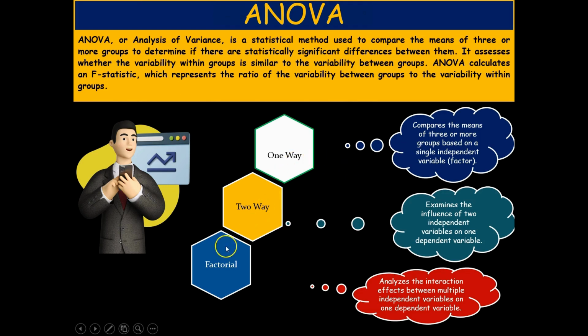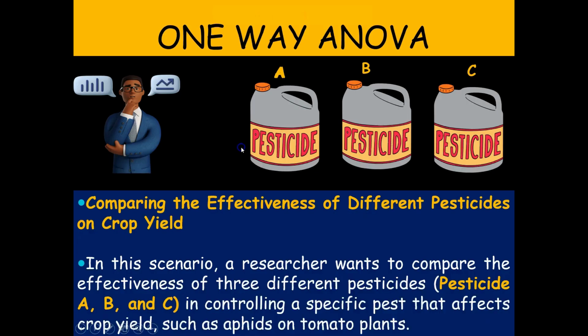We have different types of analysis of variance. If we are comparing different groups based on a single dependent variable or a single factor, that can be done by means of one-way ANOVA. If we are examining the influence of various independent variables or factors on a response variable, that comes under the category of two-way ANOVA. And if we are interested in analyzing the interaction between multiple factors simultaneously in a single experiment with one response variable, that comes under the category of factorials.